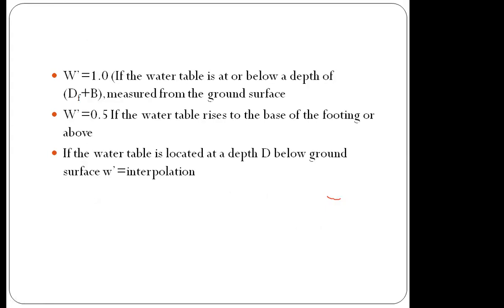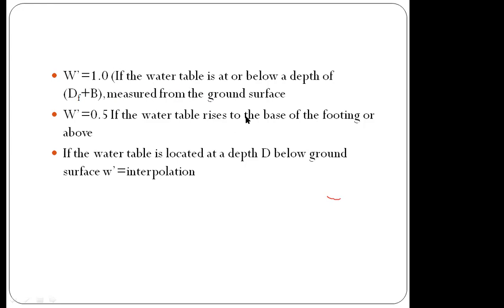W dash looks like this. W dash equals 1 if the water table is at or below a depth of Df plus B from the ground, that is, if the water table exists at a depth B below the base of the foundation, with foundation depth Df. In that case W dash will be equal to 1.